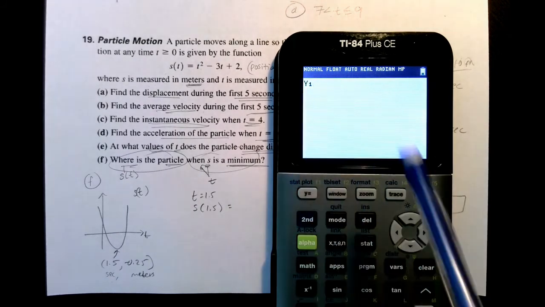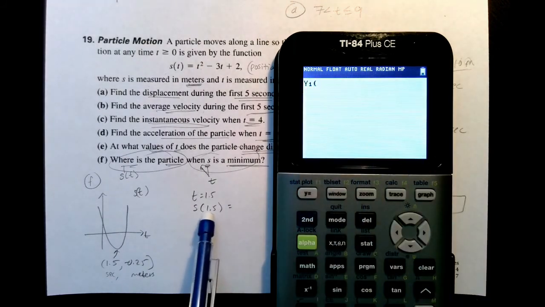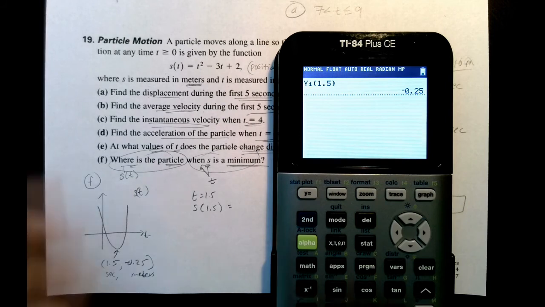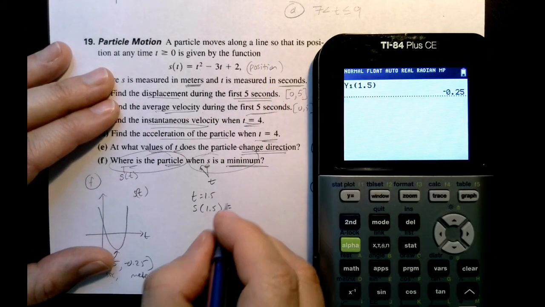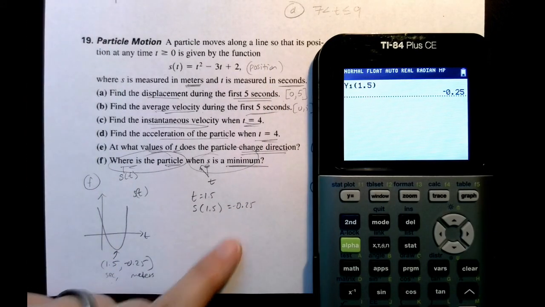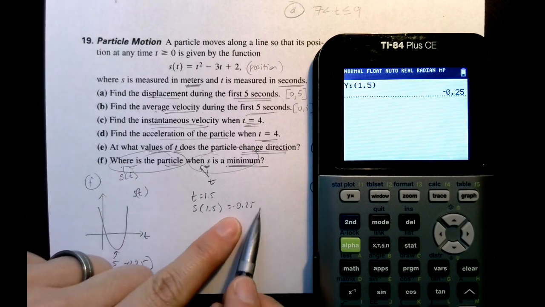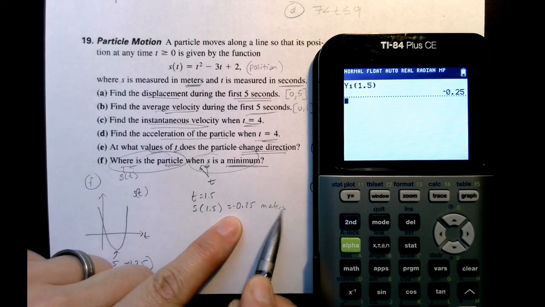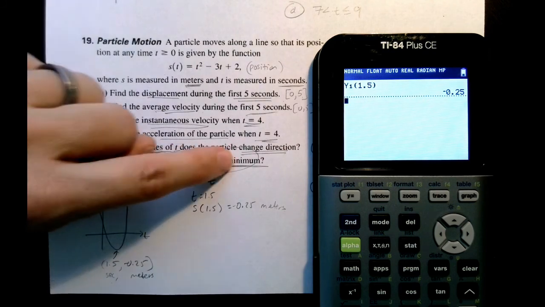Now, next to it, we're going to go parentheses, and we're going to put in this number that we want. 1.5, close parentheses, press enter. There's our answer. What this means is the particle is at negative 0.25 meters when the position is at a minimum.